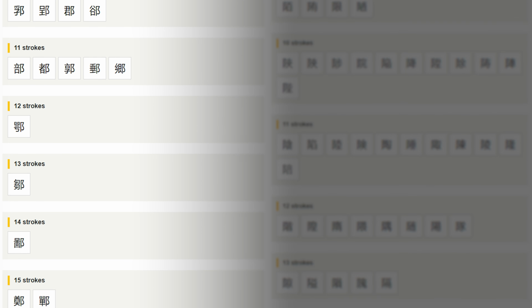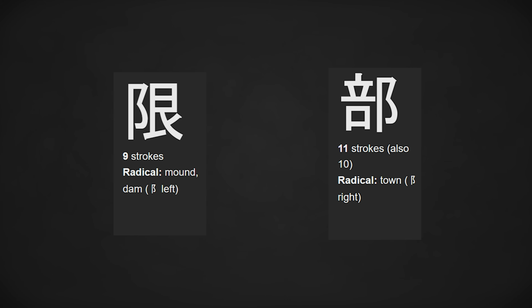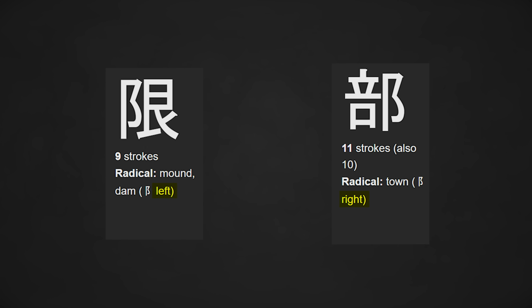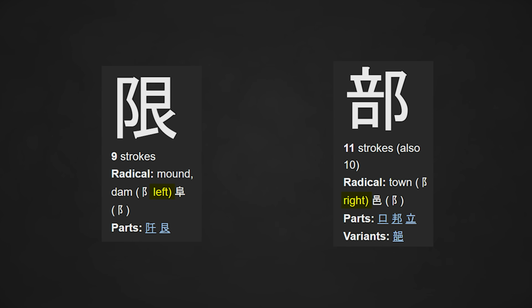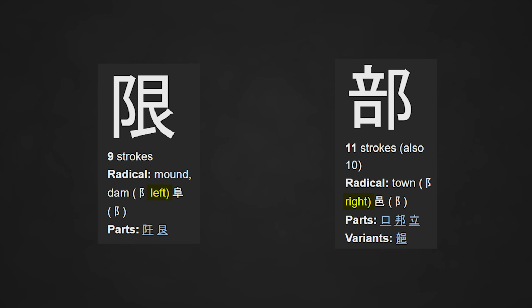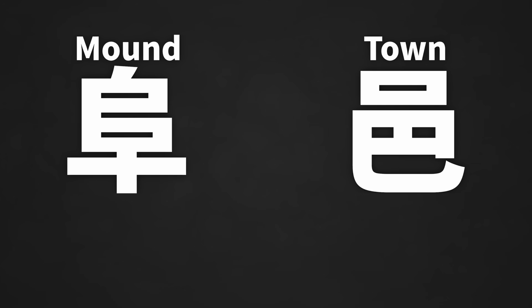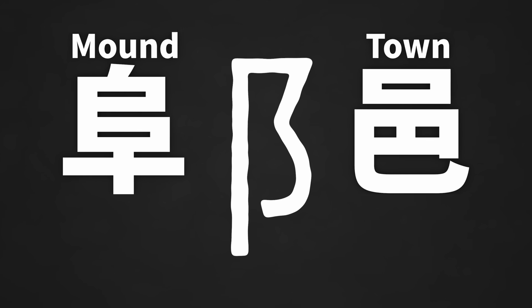But this was not the case. If you actually go onto the two words I mentioned earlier, you will see the radical listed as left and right. However, next to the left and right, it shows the actual radical, the unsimplified original form. One is mound and one is town. Despite these two different meanings, they have somehow become the same radical, in visual appearance at least.